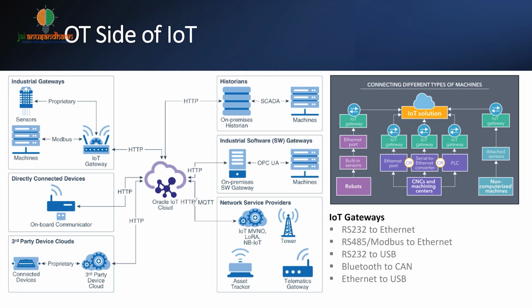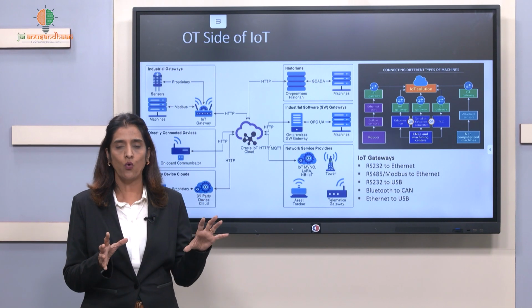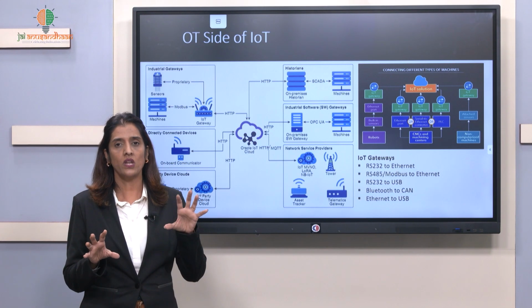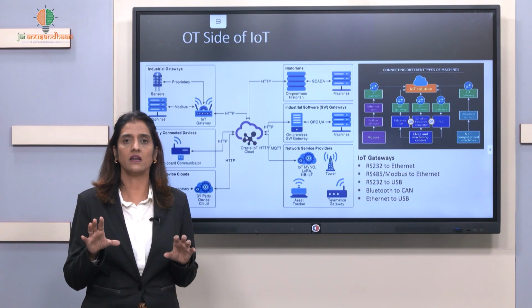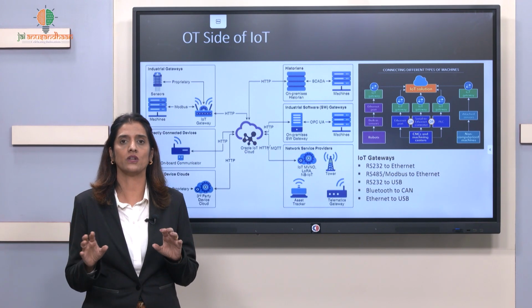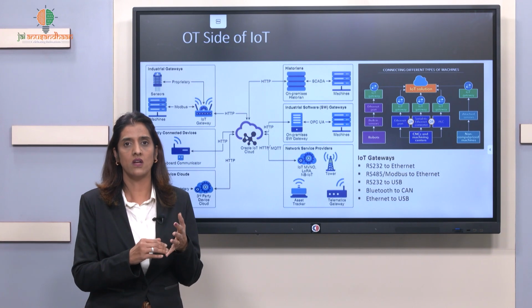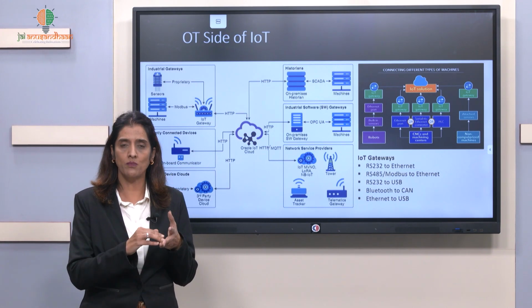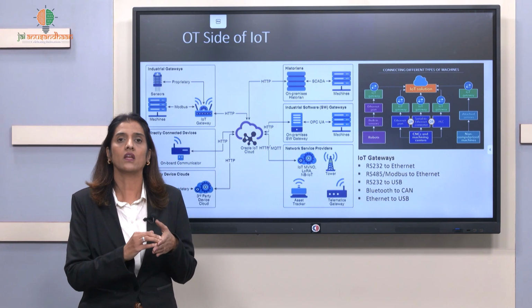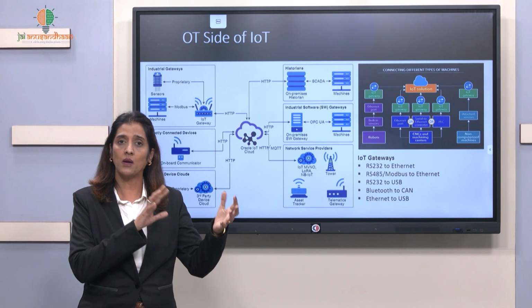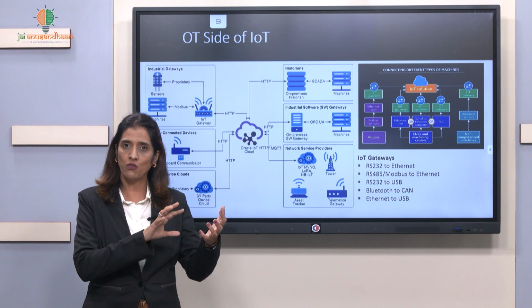We'll just touch base on the OT and IT side of the IoT. As I said, IoT is a combination of OT and IT. OT means operation technology and IT means information technology. In operation technology, it always starts with the hardware, with the sensors, with the objects, with the connectivity. It has got a communication part, it has got a network part.